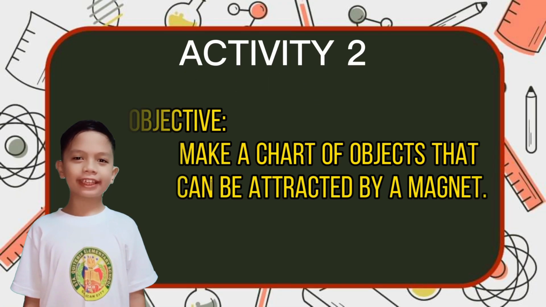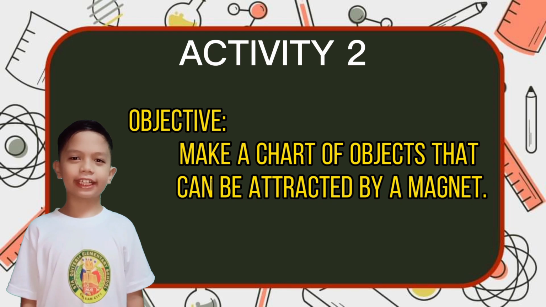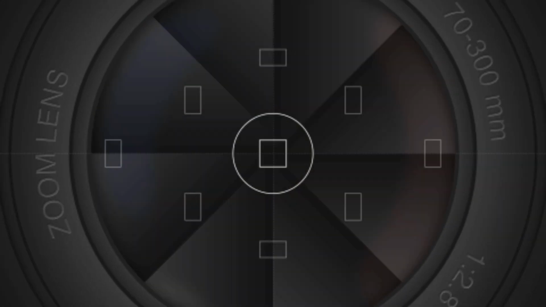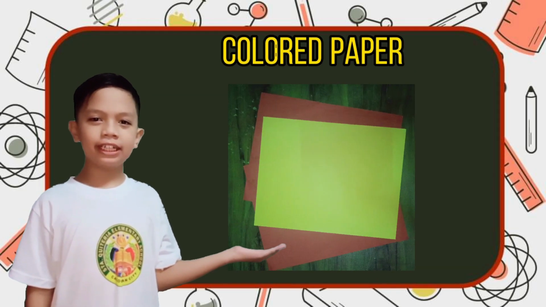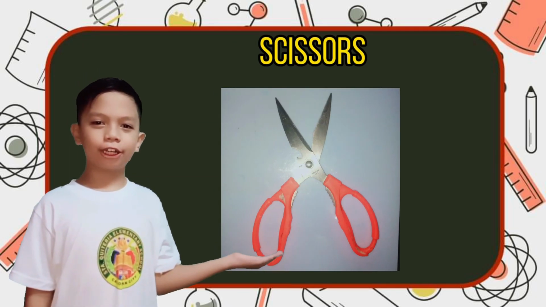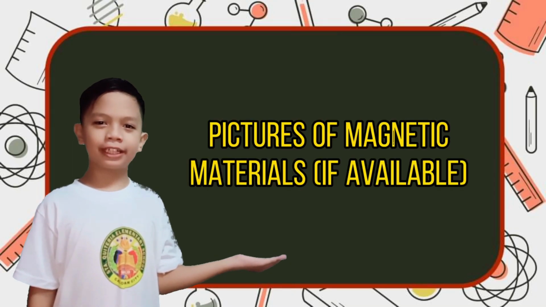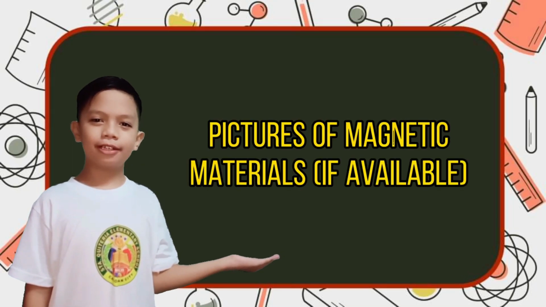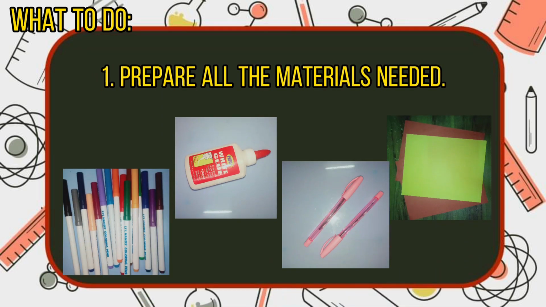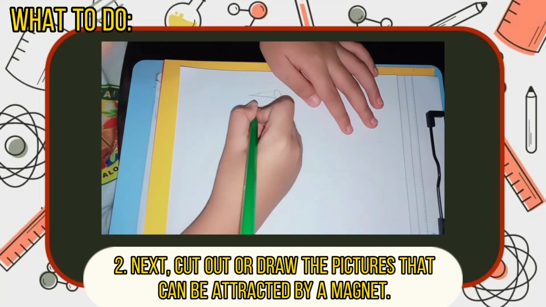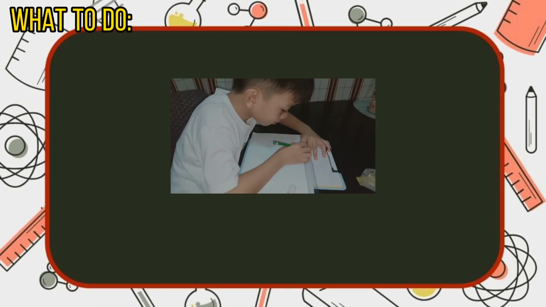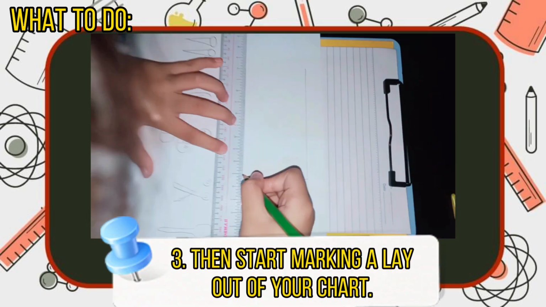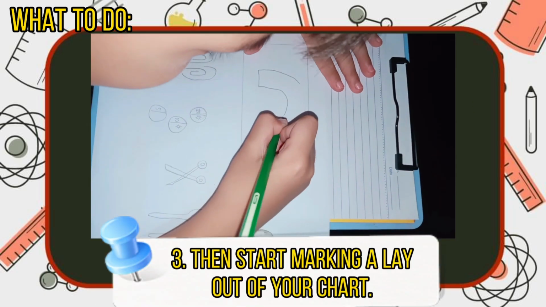Activity 2. Objective: Make a chart of objects that can be attracted by a magnet. What you need: coloring materials, colored paper, glue or paste, scissors, pen, pictures of magnetic materials, if available. What to do? Number 1. Prepare all the materials needed. Number 2. Next, cut or draw the pictures that can be attracted by a magnet. Number 3. Then start making a layout of your chart.